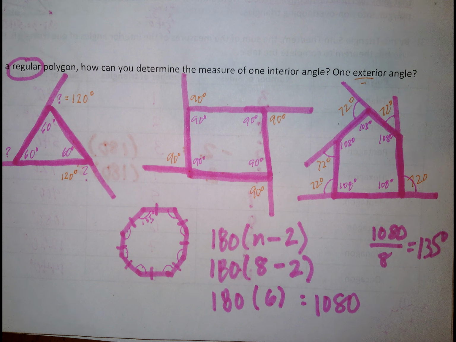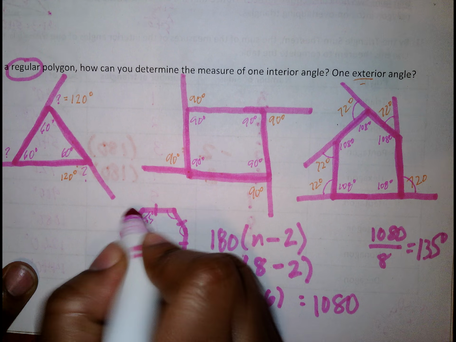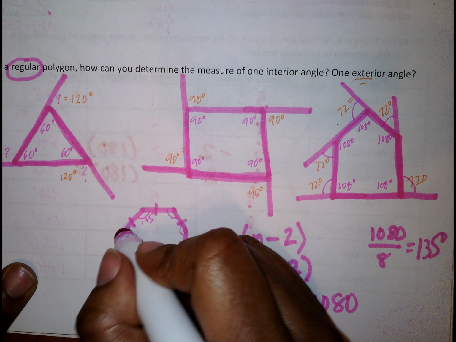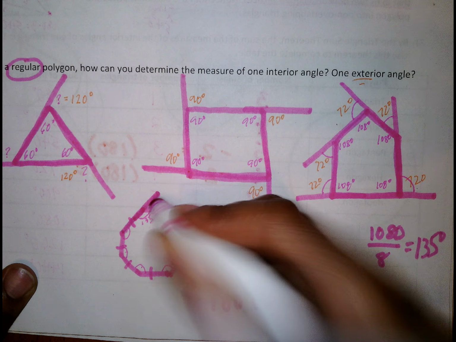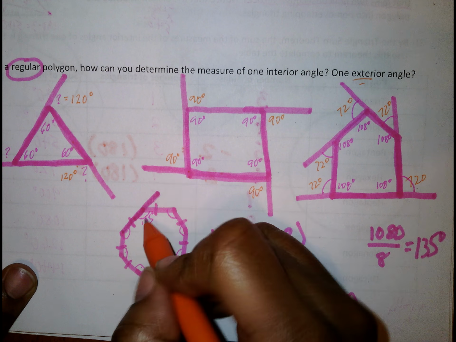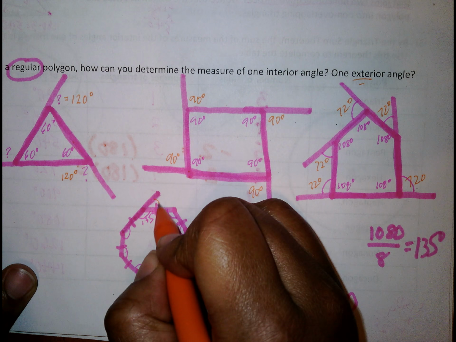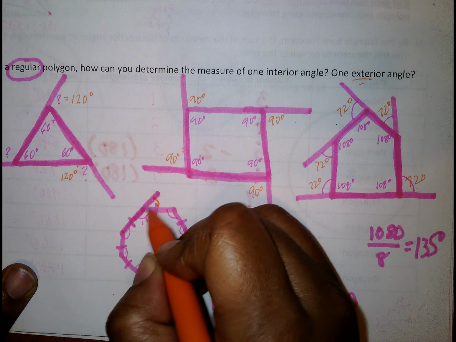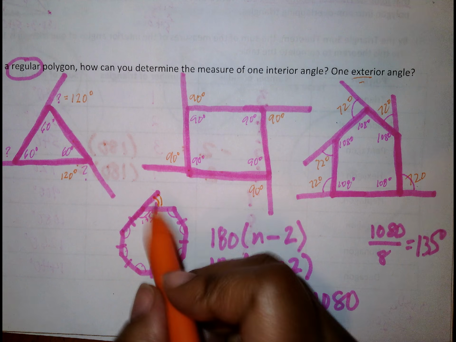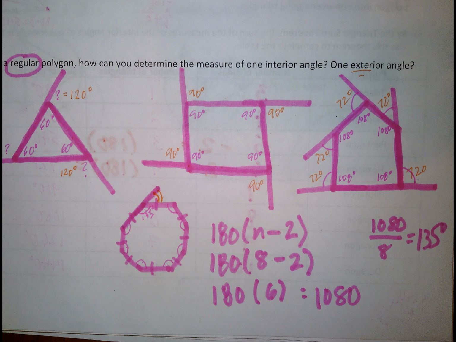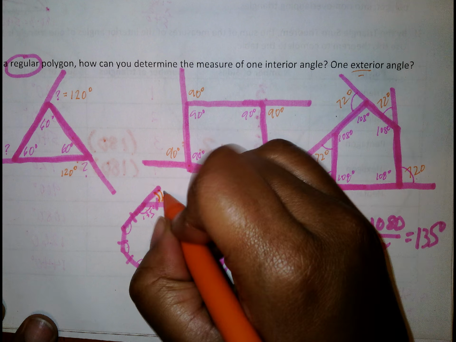What if I wanted to figure out the exterior angle to this right here, or right to this one? So this is 135. To figure out the measure of its exterior angle, these two are supplementary. I would take 180 minus 135, which would give me 45 degrees.